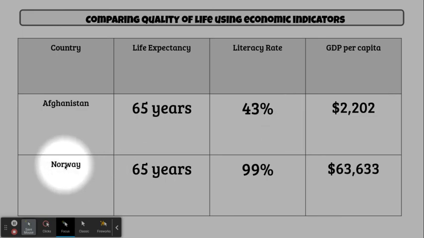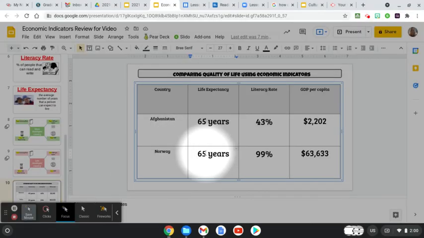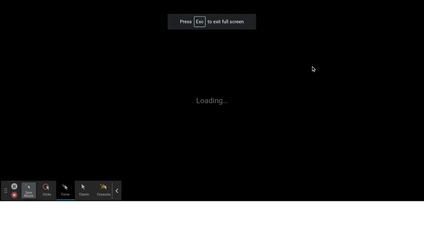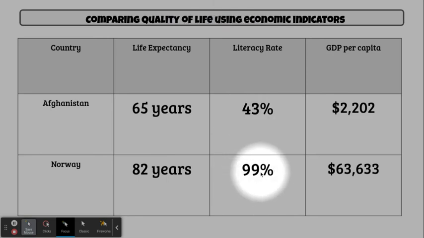Norway, which is a country in Europe, an average person there is expected to live until 82 years of age. Their literacy rate is 99%. That means pretty much everybody in the country of Norway over the age of 15 is able to read and write. And an average person in that country is going to make about $63,000 a year.